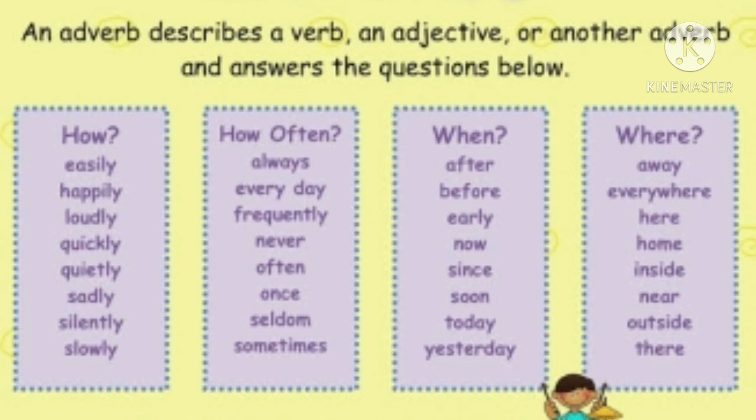So you may have noticed one thing, that an adverb tells about the work done. Whatever we do, if any word is telling something about that work, meaning how you have done it, when you have done it, where you have done it, and how often you have done it, who gives all this information? The adverb gives it, the word which gives information about the verb.